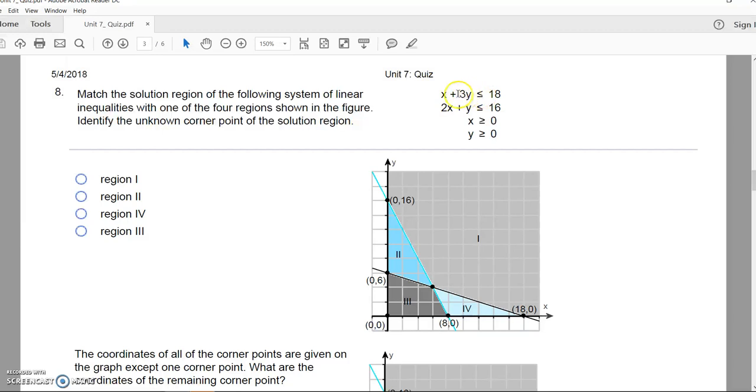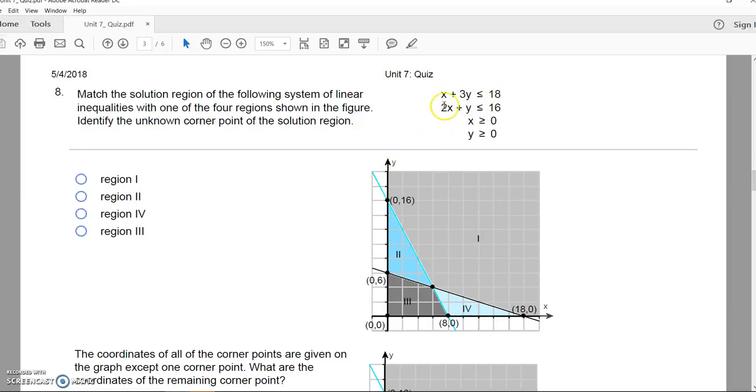And this equation, the x-intercept is 18 when y is 0, and the y-intercept is, when x is 0, divided by 3, 6. So intercepts are 18 and 6, so this is the line for that first equation. And 0, 0 is a solution, so the shaded part would be 3 and 4. So right off the bat, I know that the answer is either region 3 or 4, based on the first equation.